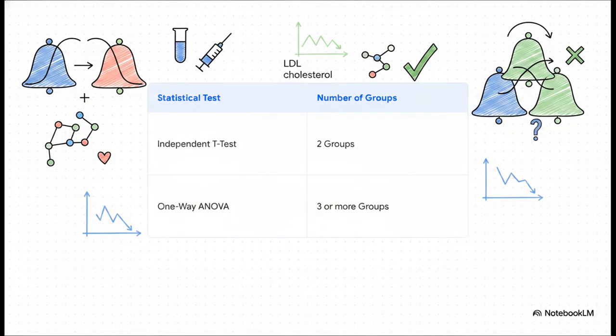On top of avoiding bias, investigators have to choose the exact right math for their data. Let's say they want to analyze a continuous variable, something like the mean reduction in LDL cholesterol across these populations. Because they are comparing a normally distributed continuous variable across exactly 2 independent groups, treatment versus placebo, the independent 2-sample t-test is the correct mathematical tool here. Now, if they had expanded the study to compare 3 or more independent treatment arms simultaneously, then a one-way analysis of variance, or ANOVA, would be absolutely mandatory. Using the wrong test basically invalidates your entire conclusion.